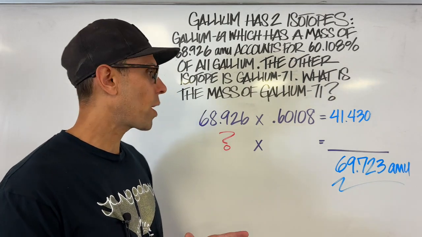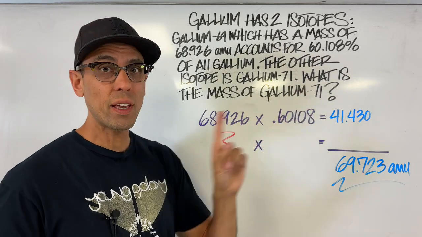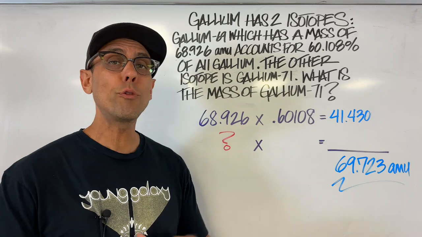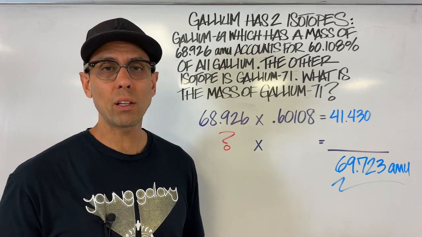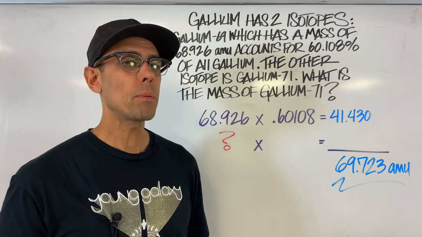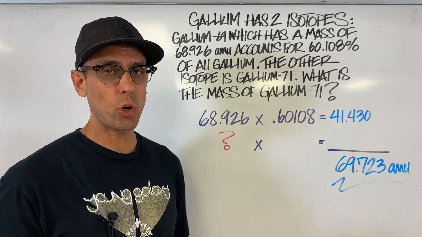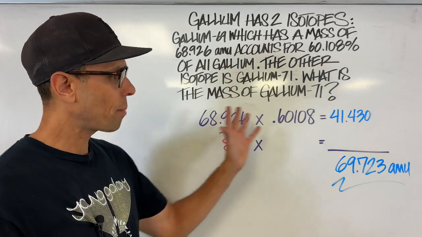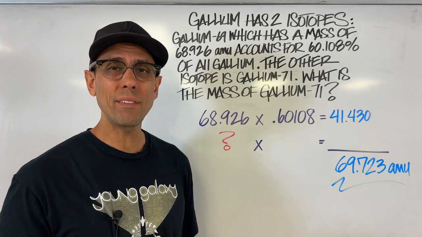Notice that this question wants you to find the mass of a specific isotope. You see, in the previous problem, we were looking for the overall atomic mass, the weighted average of a particular element. This problem is different. We just want to know the mass of one isotope. So I'm going to show you how to figure this out.